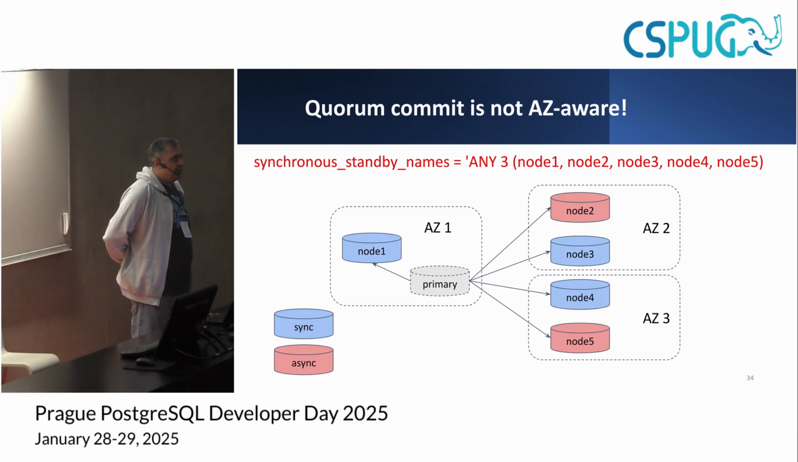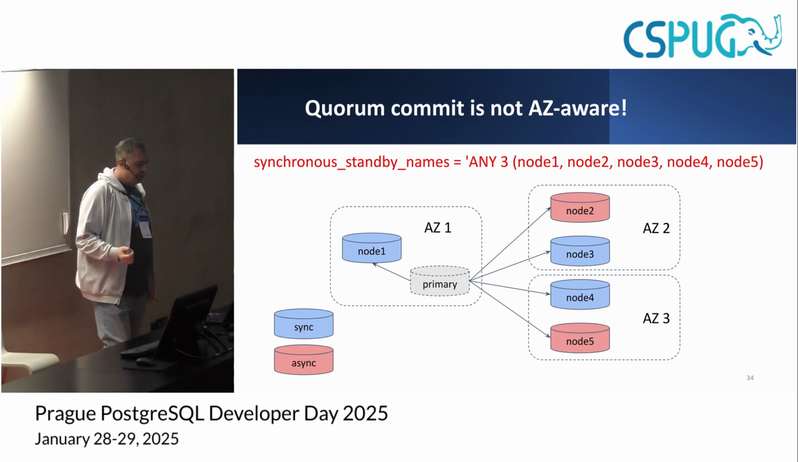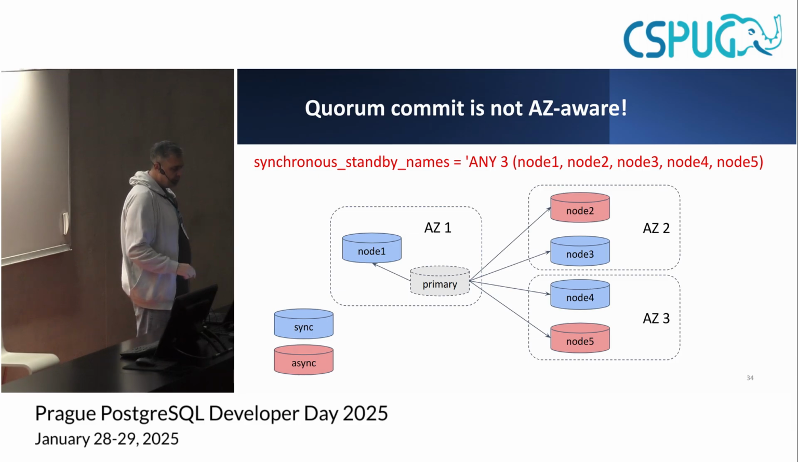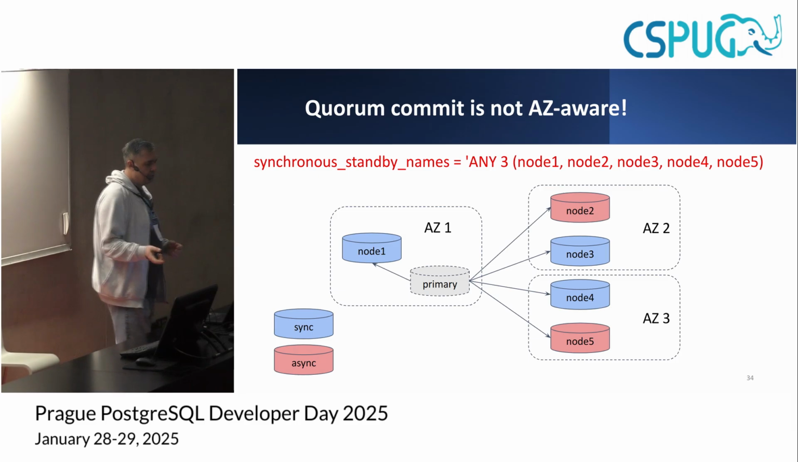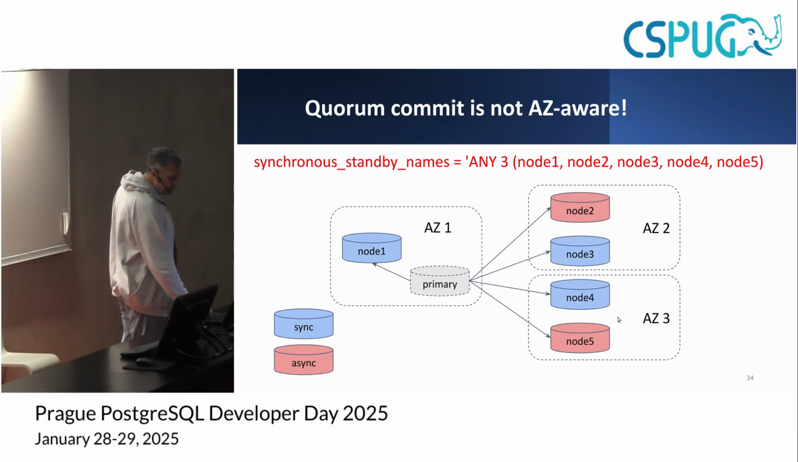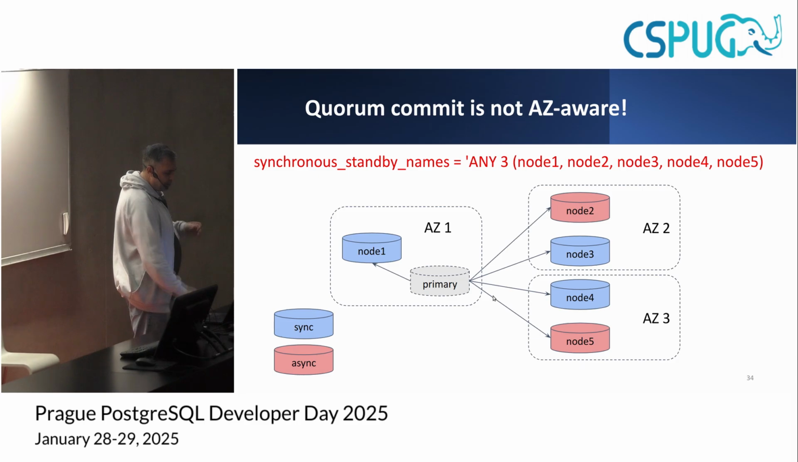Yet another thing where Postgres is not so flexible, I would say, is the quorum commit feature, which should also be improved. Let's consider a situation where we have 3 data centers, 3 availability zones, and we run our nodes across different availability zones. We want to distribute our data more or less evenly, so that synchronous nodes will be in every data center. Of course, the primary is in AZ1, but we want to have a synchronous node in AZ1, AZ2, and AZ3.